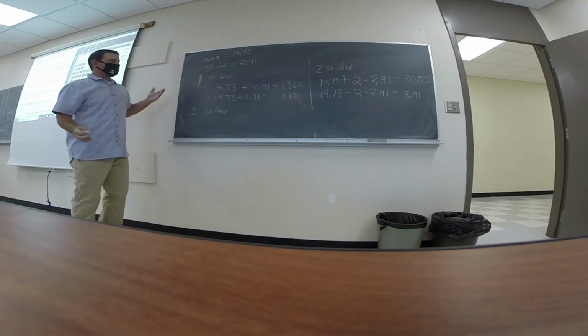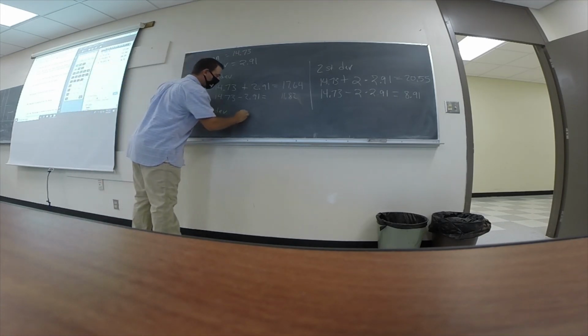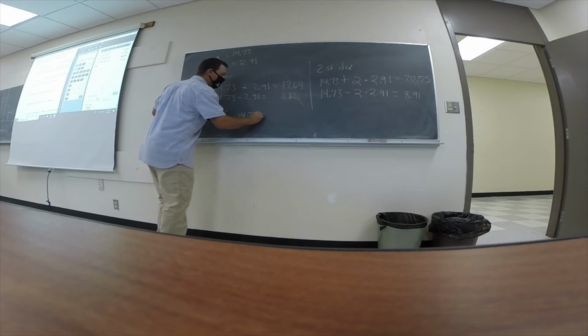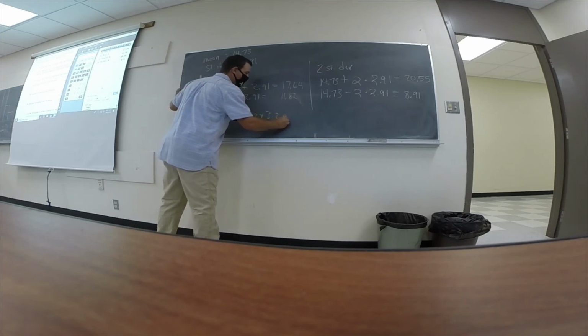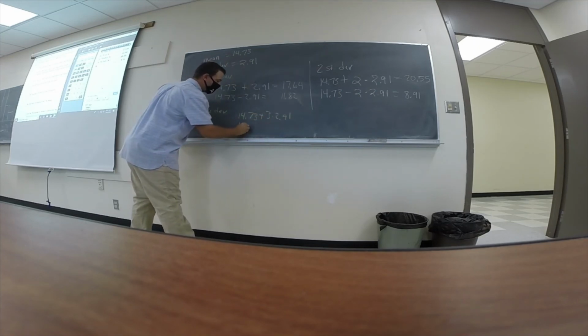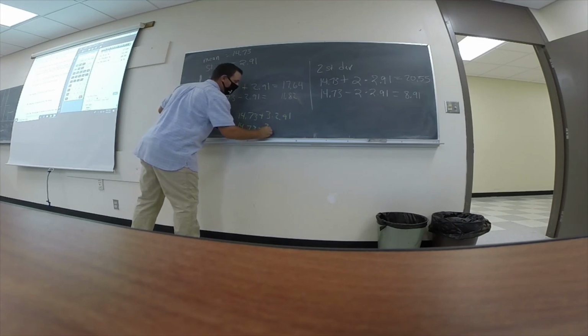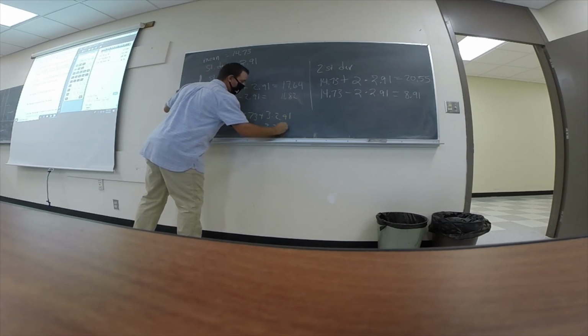The other one I have to look at is 3 standard deviations. So 14.73 plus 3 times 2.91. 14.73 minus 3 times 2.91.